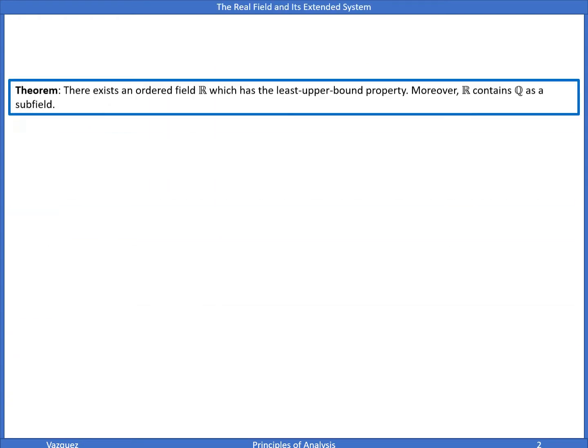So we begin actually with a theorem rather than a definition. And just a reminder, dark blue boxes represent a theorem. So here we have a theorem that says there exists an ordered field R, which has the least upper bound property. Moreover, R contains Q as a subfield. So the rationals are a subfield in the reals.